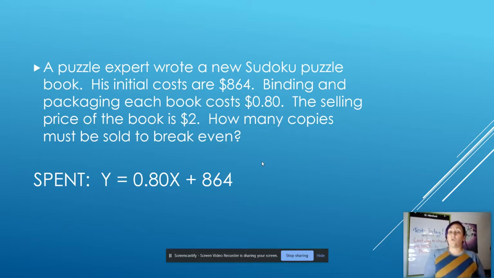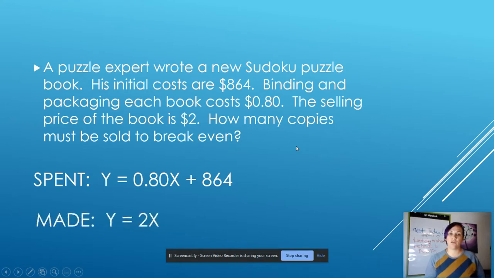For my equation about how much money I'm making, every book I sell, I'm making $2, so it's going to be 2x. And then usually on the money that you're making equation, you don't have a one-time money over here. Unless somebody is donating to you, you're not going to have a one-time thing. You're just going to make however much you make off of each book. So for my made equation, it's just y equals 2x, and it's okay to not have a plus b for the money made equation.